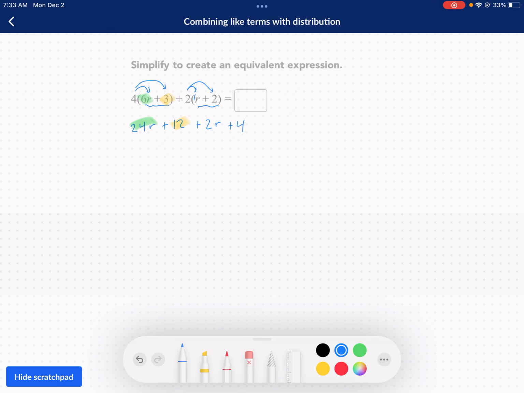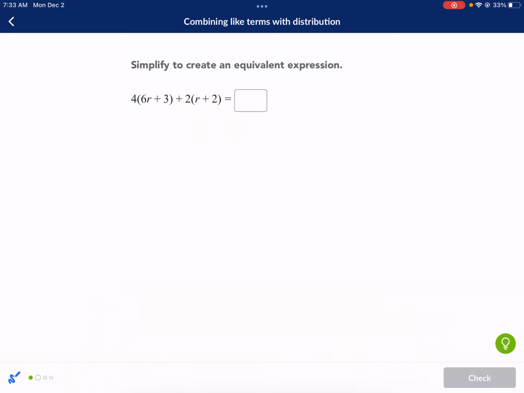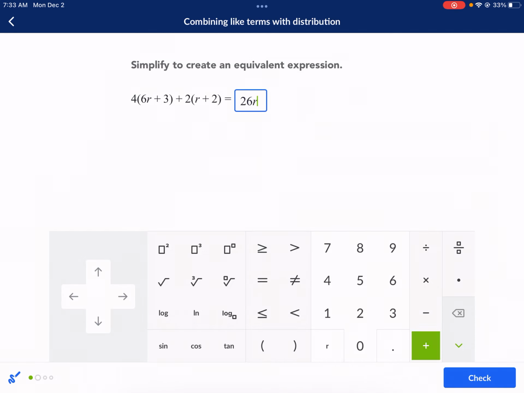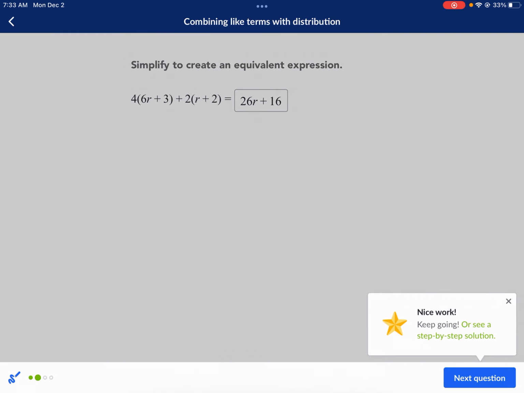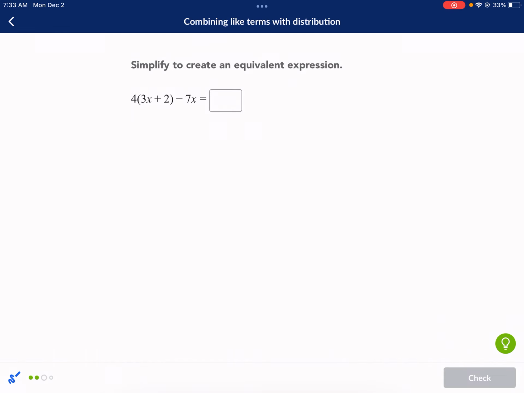Okay, so now I'm looking for like variables here, like terms. So in this case, we have 2 constants, that's 12 and 4. So I can add those 2 constants together, and I get 16. And then I have 2 variables here, and that's going to give me 26r. They're all positive, so I'm going to keep them positive, and I have 26r plus 16 as my answer. 26r plus 16, and I check it, and I'm good to go on the next one.